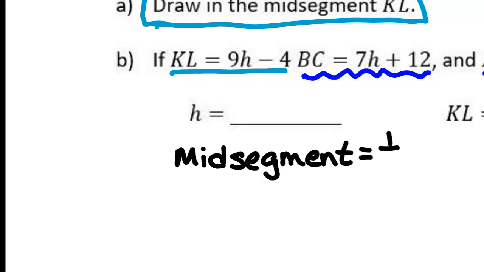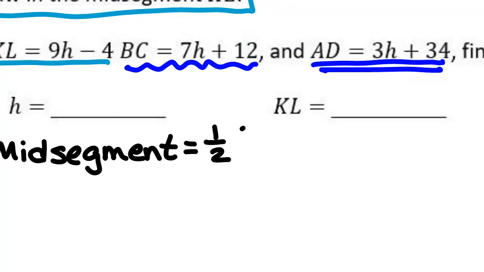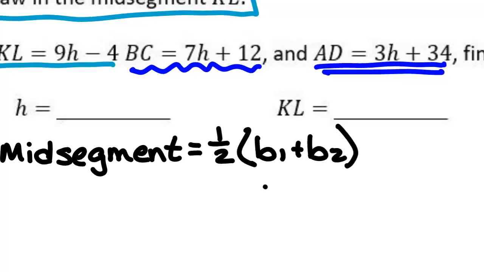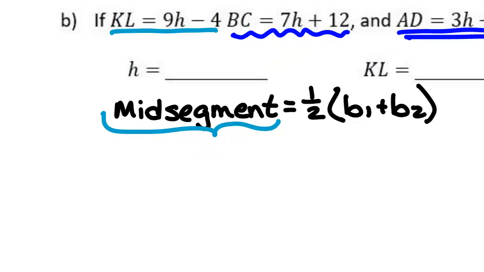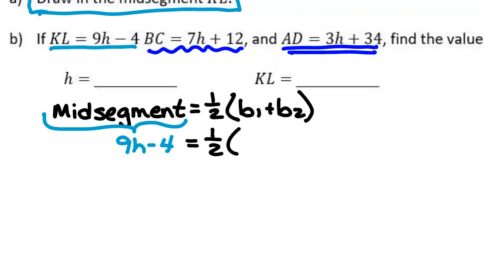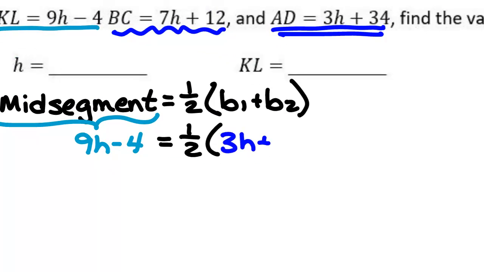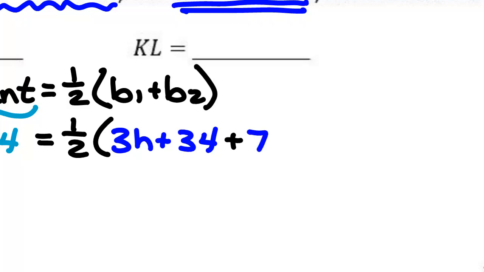The mid-segment is equal to 1/2 times the sum of the bases, B1 plus B2. So in the place of mid-segment, I'm going to replace that with the length that we were given for KL, 9H minus 4. And that is equal to 1/2 times the sum of my 2 bases. Well, one of my bases is 3H plus 34, and the other base is 7H plus 12.